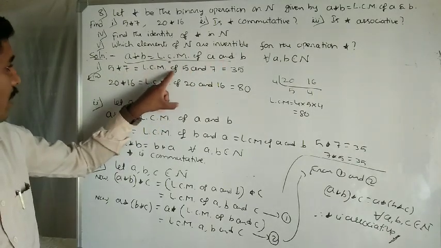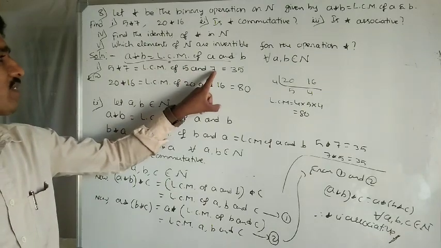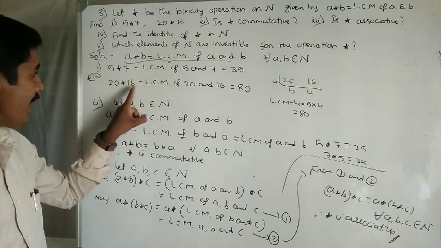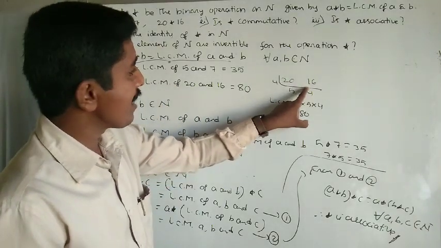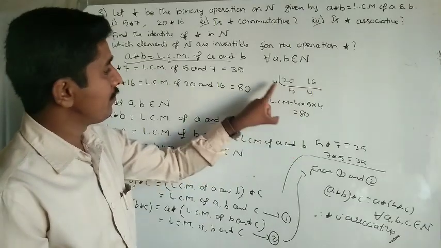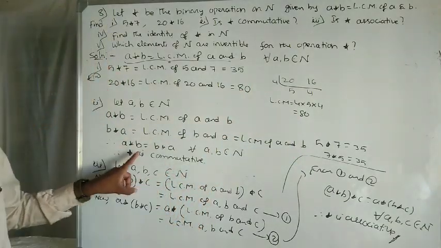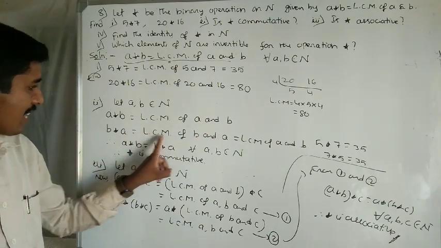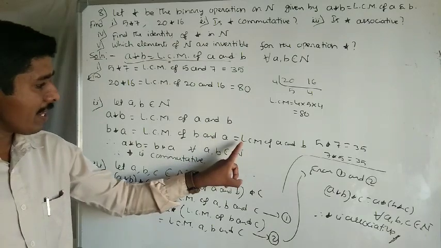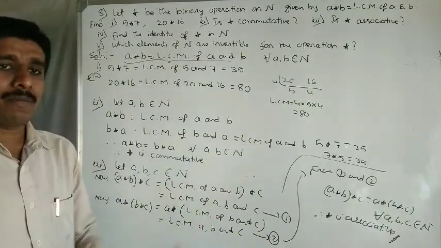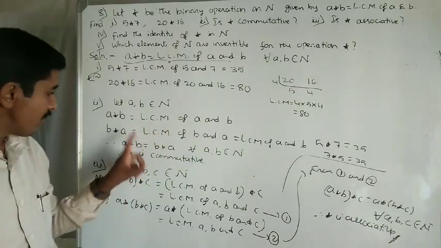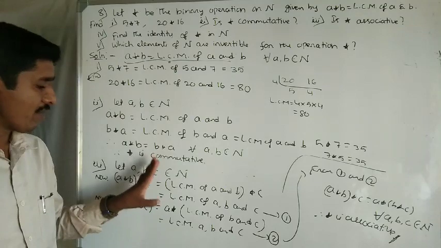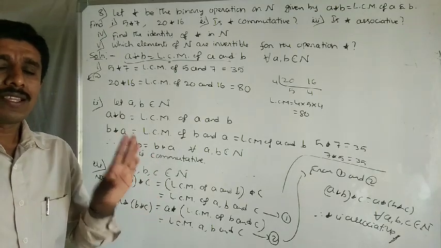5 star 7, LCM of 5 and 7, means 5 into 7, 35. Next, 20 star 16, LCM of 20 and 16, clearly LCM is 80, mind it. So clearly it is commutative. A star B is LCM of A and B, B star A is LCM of B and A. Clearly LCM of B and A is equal to LCM of A and B. Both are equal. Therefore A star B equal to B star A for all A, B belongs to N. Therefore star is commutative.